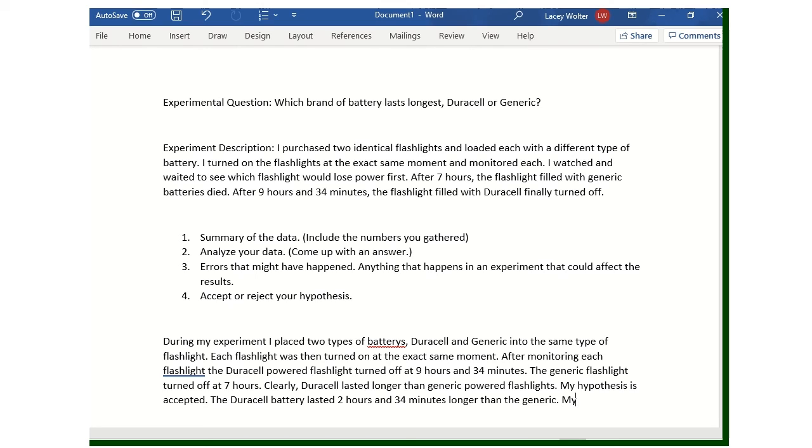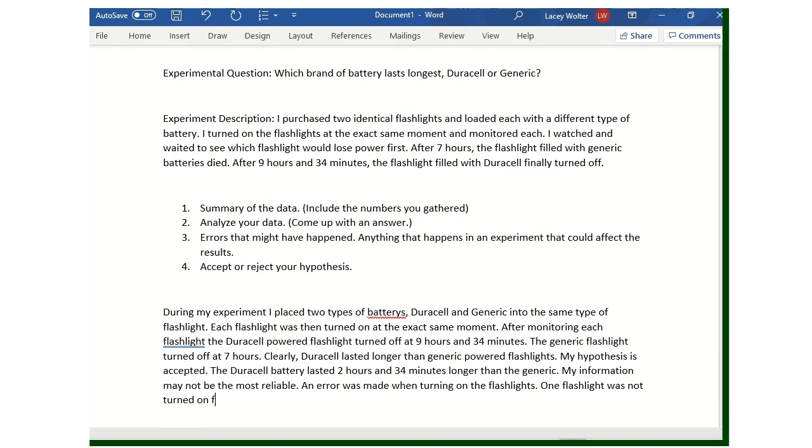So you could say, my information may not be the most reliable. An error was made when turning on the flashlights. One flashlight was not turned on for, I don't know, that's a silly mistake, 30 minutes after the other, okay? So again, you're just pointing out what are some things that could have affected your results.